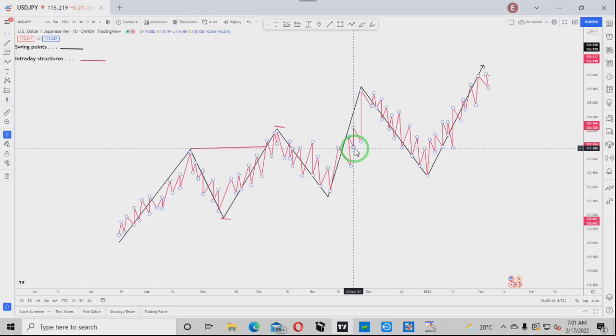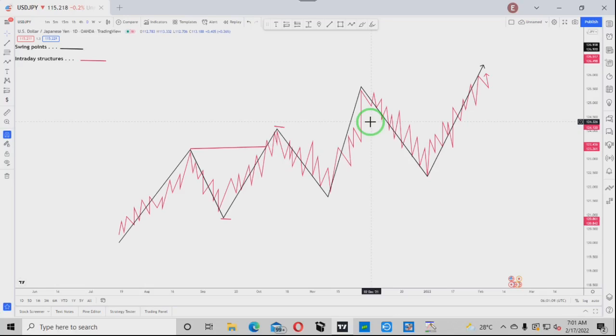All right? Now, the next topic we want to talk about, the next concept under market structure, is external and internal range liquidity. It is important that you understand your external and internal range liquidity. All right? It will help you tremendously in your trading journey.